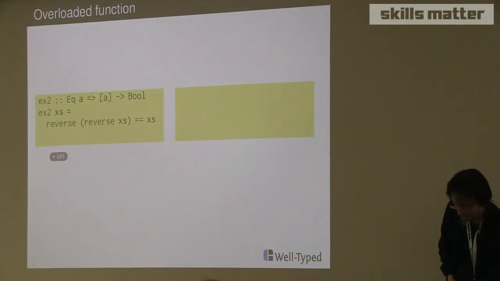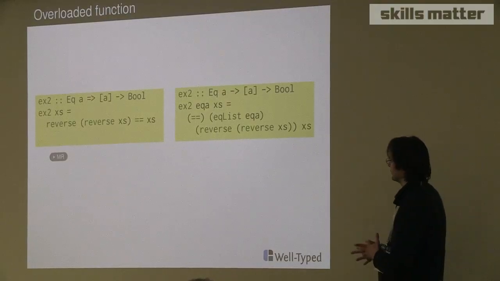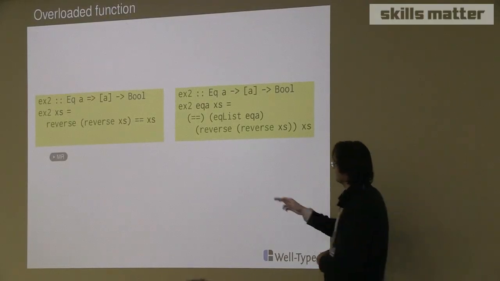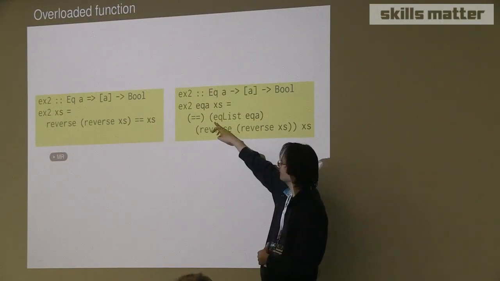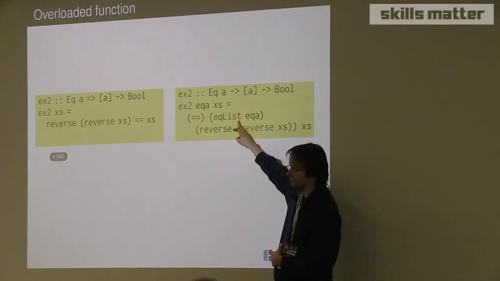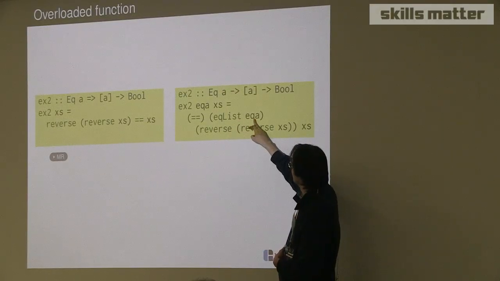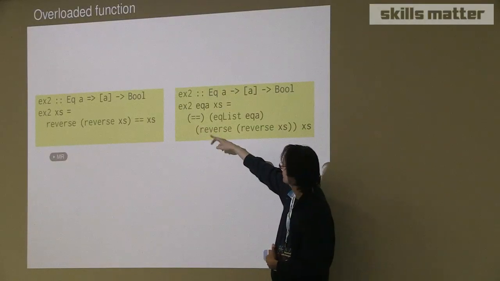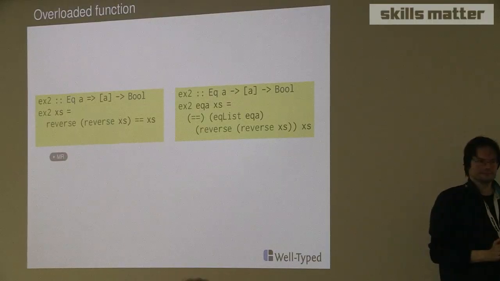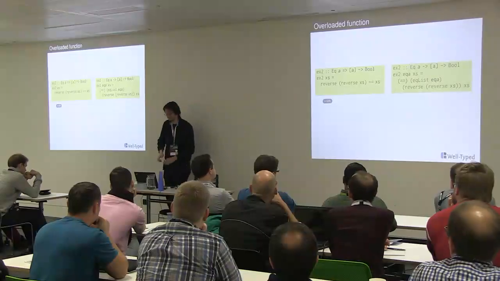And here the compiler has to work a little bit harder. It has to construct a dictionary on the fly using the EQList instance that we have seen before and the argument that we get from here. So we get the EQA dictionary as an argument to the function. We transform it into a list of A dictionary using the EQList transformer. Then we select the equality method out of it, and then we apply it. All good? Great.